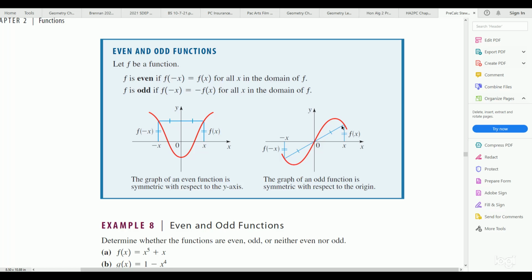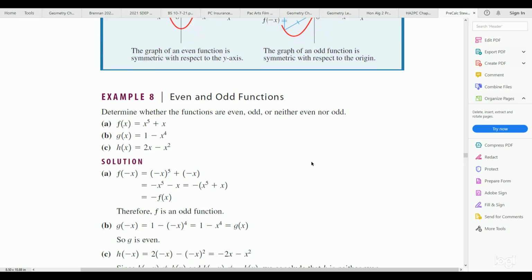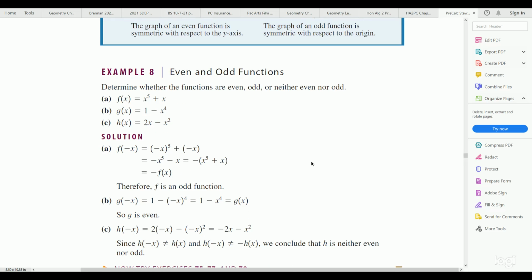functionality here. Odd, again, symmetry about the origin. And again, this is actually a sine wave we're going to run into in chapter 5. And you notice that again, if I plug in a positive x, I get this positive y value. If I plug in the negative x, I get the negative of the y value. Okay, so we've run into this before. And take a look at these examples. We've gone through these kinds of tests before.